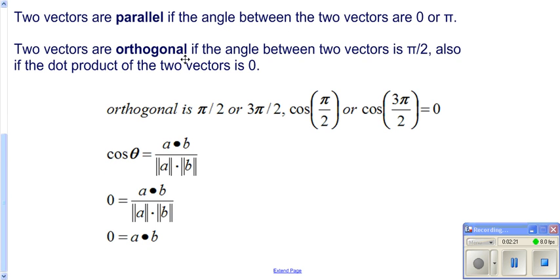Now, two vectors are orthogonal, meaning they form a right angle, if the angle between the two vectors is pi over 2. Well, you should remember, orthogonal, forming a right angle, is pi over 2 or 3 pi over 2. But for either case, the cosine of pi over 2 or 3 pi over 2 is 0. So if you have two vectors that are orthogonal, the cosine of that angle is 0, so the whole left side becomes 0. On the right side you have a fraction. What's the only time a fraction is ever equal to 0? That's when the top is equal to 0. So in other words, when the dot product is 0, you automatically know the vectors are orthogonal.